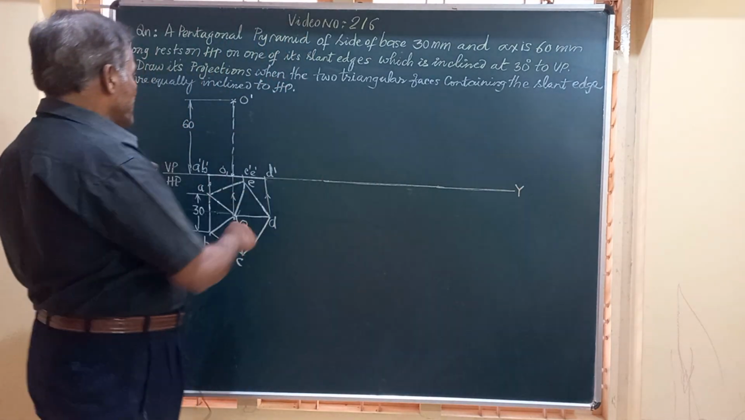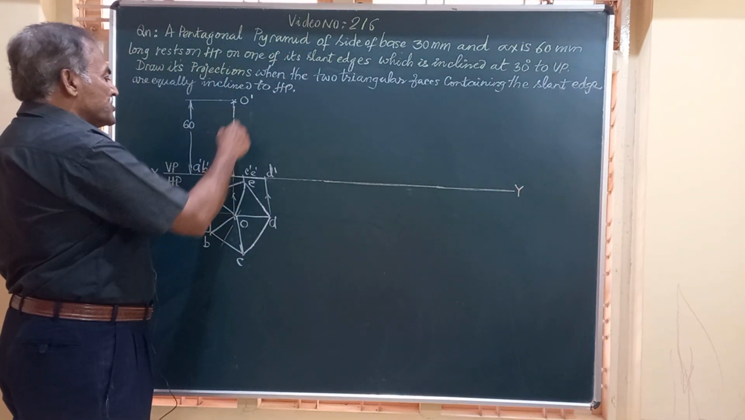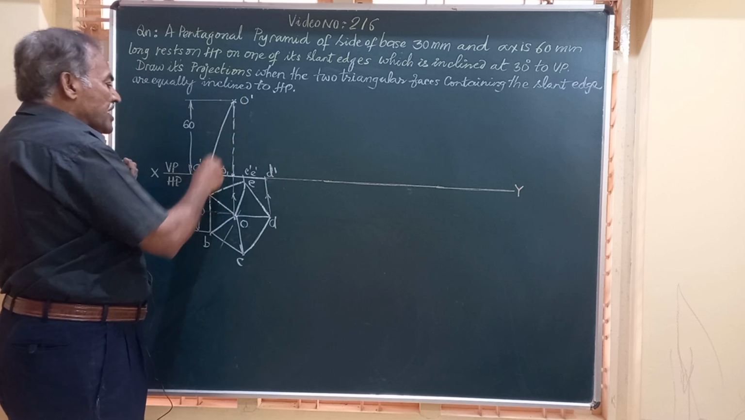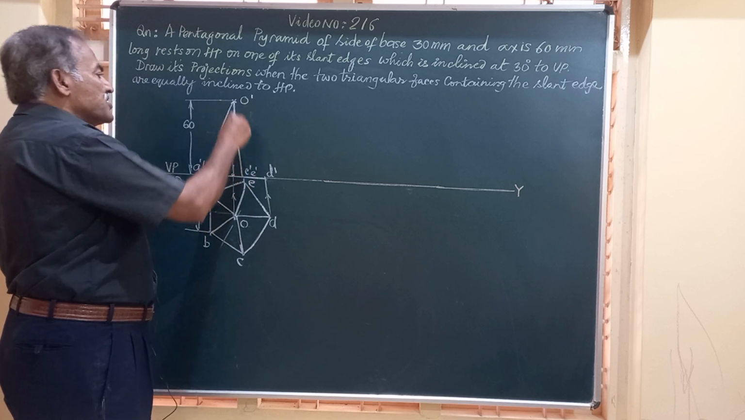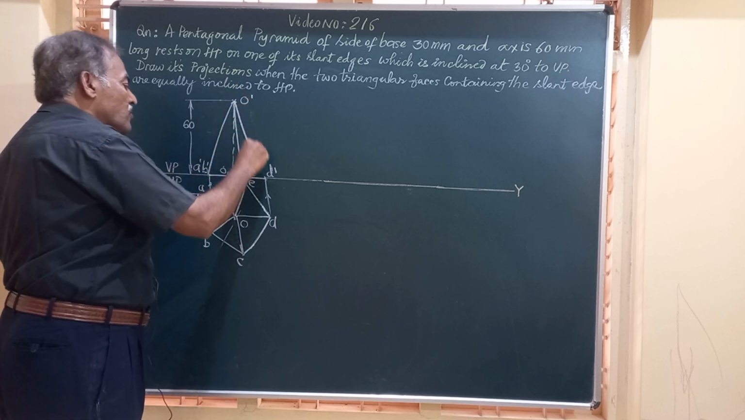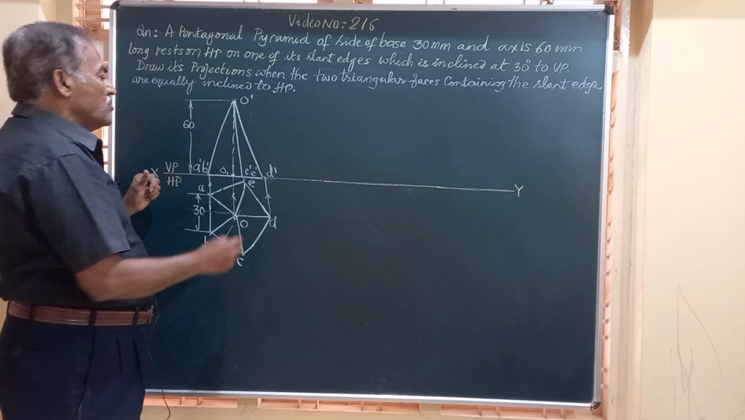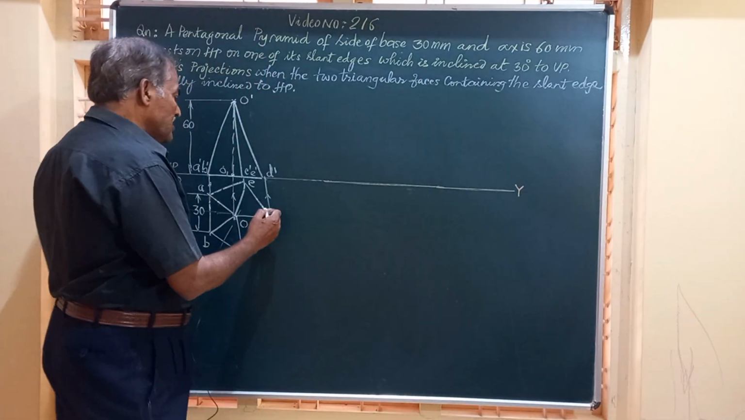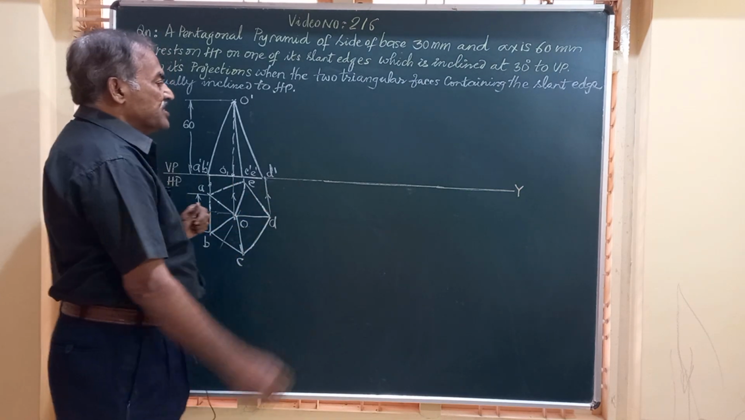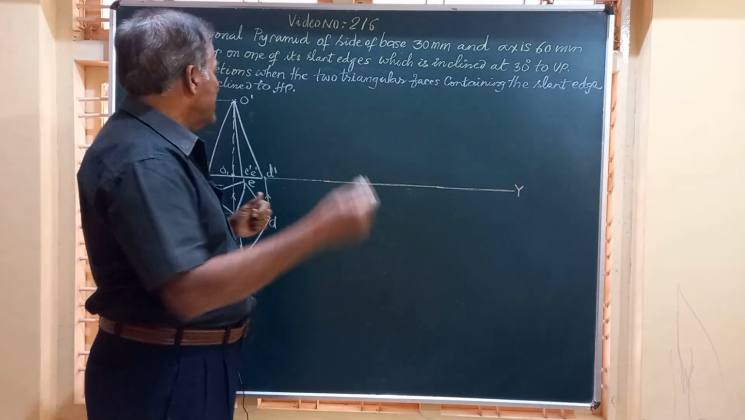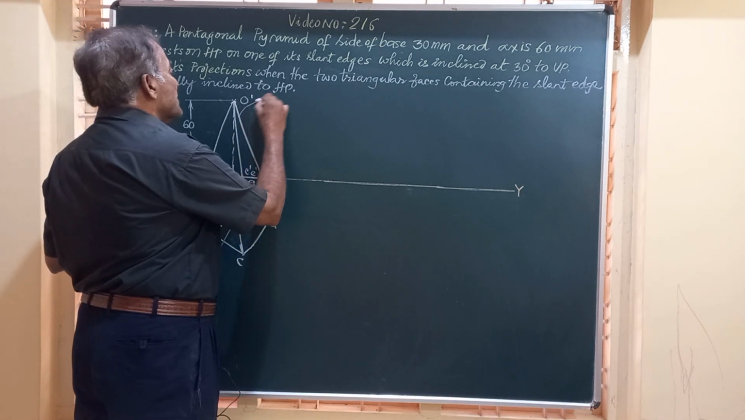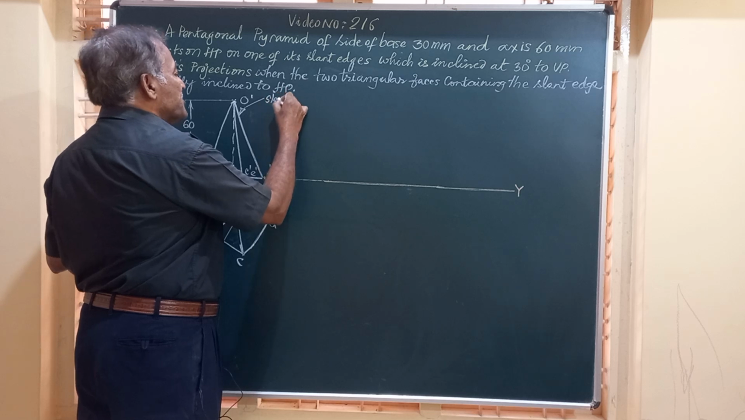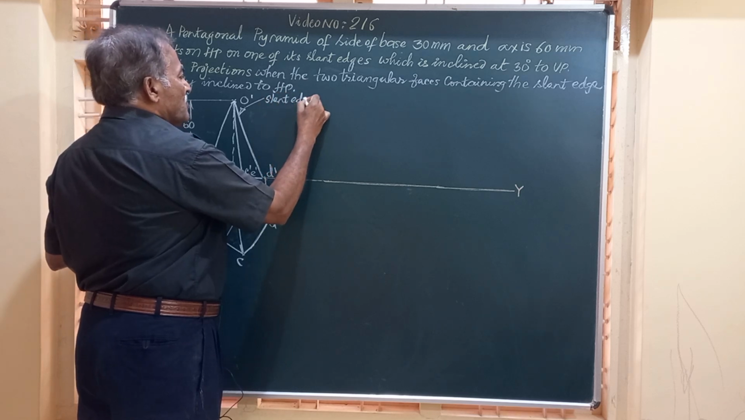Let me join this O dash to all the corners of the base, like O dash A dash, O dash B dash, O dash C dash, O dash E dash and O dash D dash. This is how the pyramid looks in the front view when it is resting on its base A, B, C, D, E on HP. And in the front view, friends, this line will represent O dash D dash, one of the slant edges.